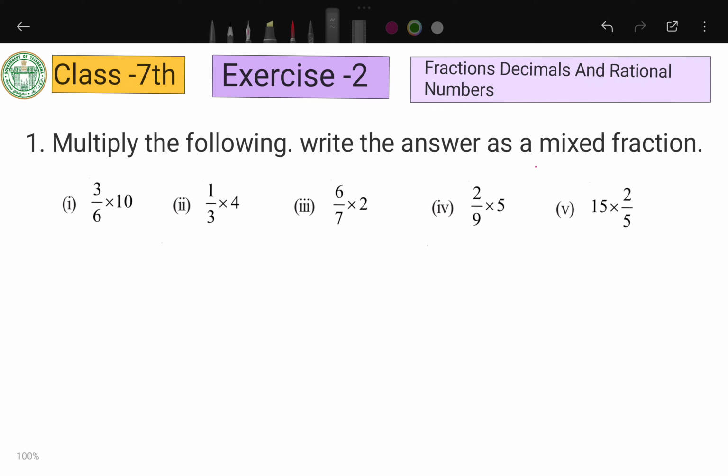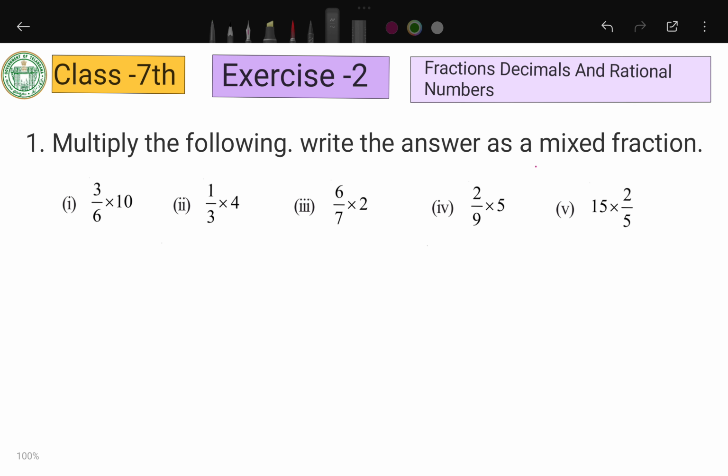This is Priyanshu. In today's video, we are going to see our second chapter, Fractions, Decimals and Rational Numbers, Exercise 2. In this video, we are going to solve this exercise 2, which is related to our Telangana State Board. And believe me, at the end of this video, you will not have a single doubt in this exercise. I will explain each and every question to you in a very clear and understandable way.